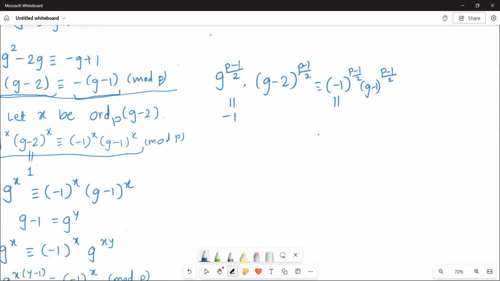This, since p is 3 mod 4, that means p minus 1 is 2 mod 4. And so (p minus 1)/2 has to be odd. So this is again minus 1. And this is also minus 1. Okay. So this implies this is also minus 1, right? So we know g minus 2 to the power (p minus 1)/2 is congruent to minus 1.